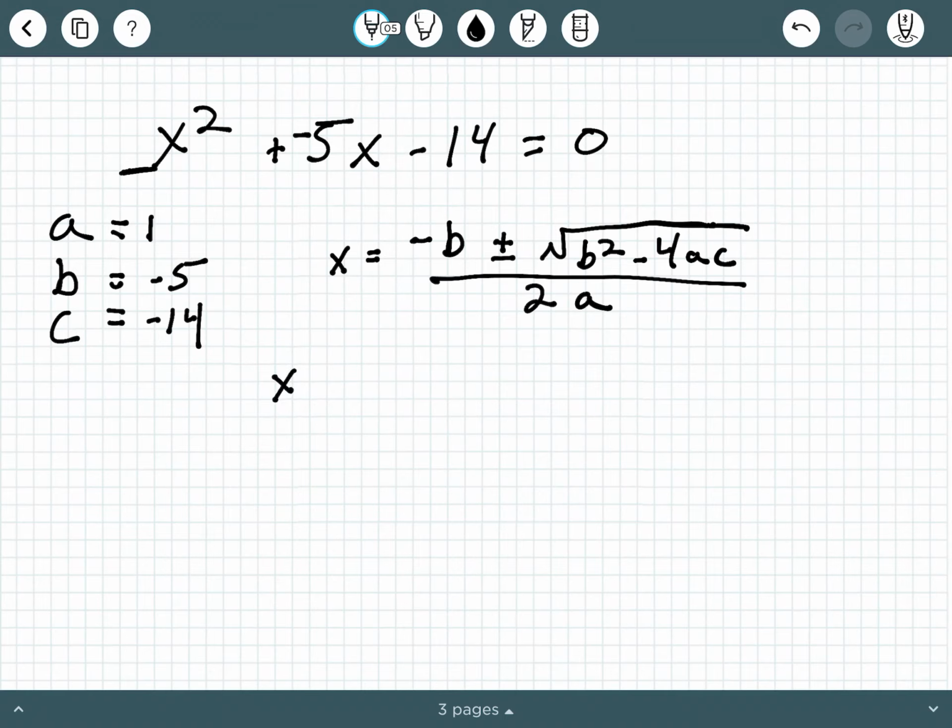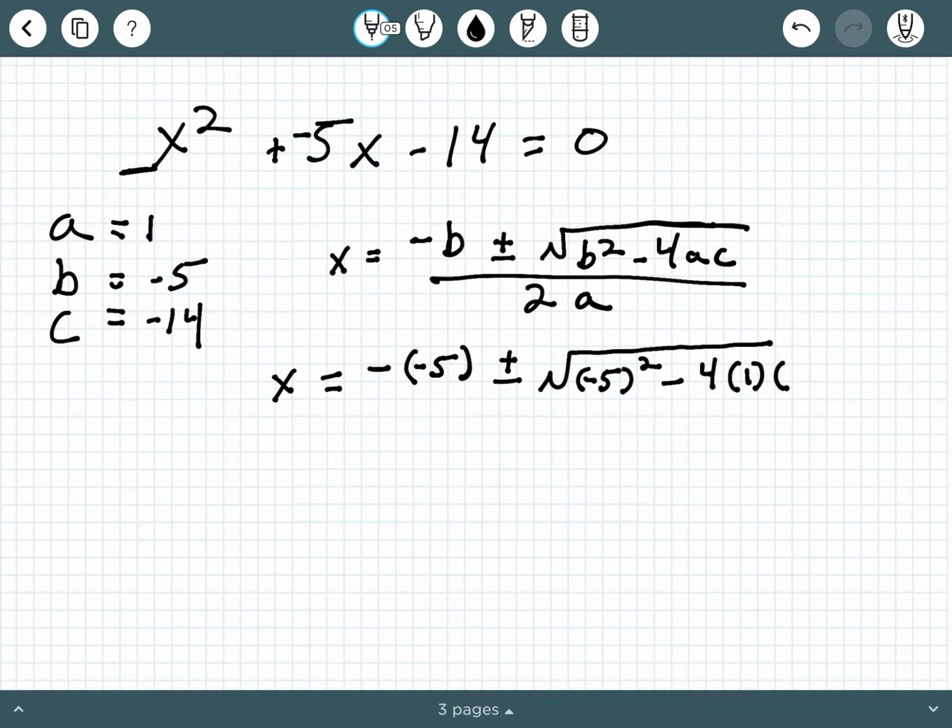So as we do that, we'll see that x is equal to negative 5. It'd be fine to just jump right ahead and put positive 5 there, but we'll start with that. And then we're taking the square root of b squared, so negative 5 squared minus 4 times a, which is 1, times c, which is negative 14. And then that's all over 2 times 1.